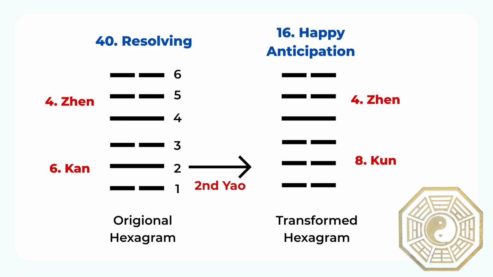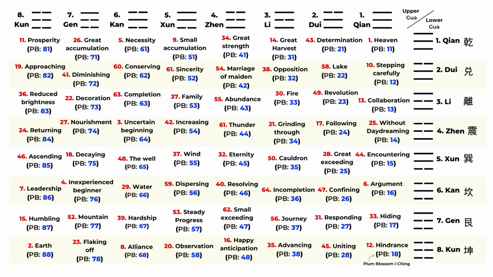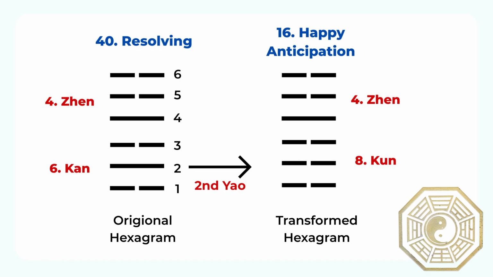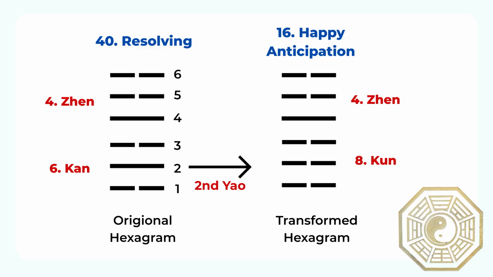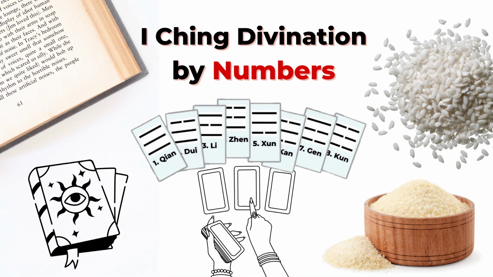The original hexagram has Kan number 6 as lower Gua, and the number 4 Zhen as top Gua. And after checking the chart, it's number 40, resolving. And the changing line is a second line, so the yang line changed to yin line. And the new hexagram is number 16, happy anticipation. And that will be the transformed hexagram showing the future result. So that's the 3 simple ways of doing I Ching hexagram. And there are a lot of different variations.